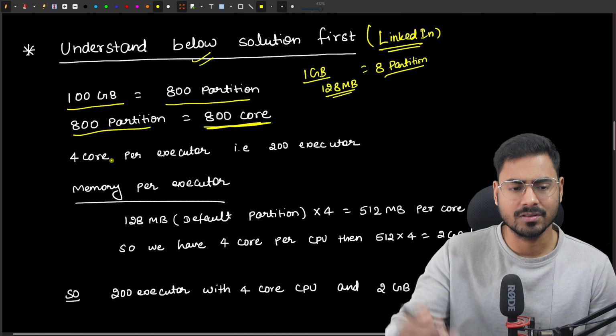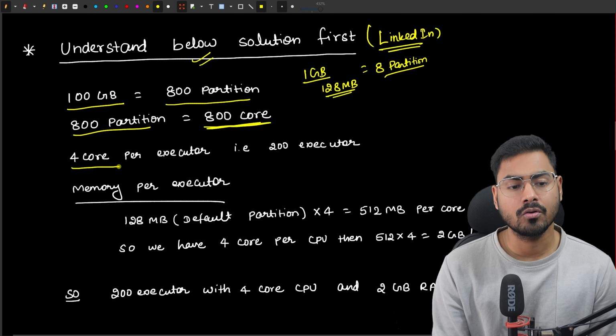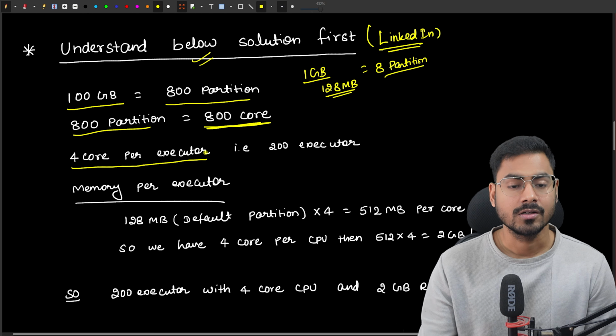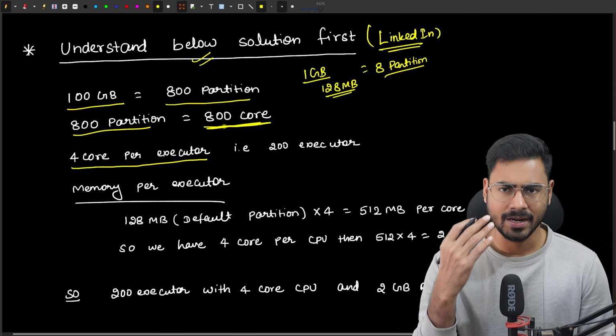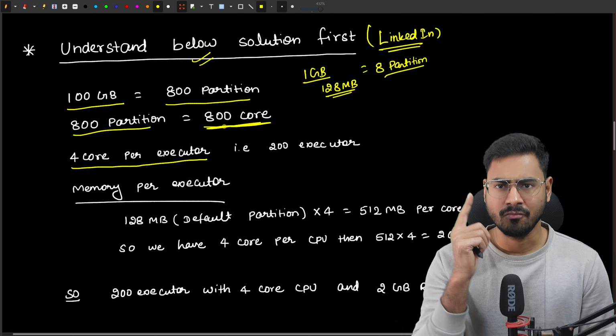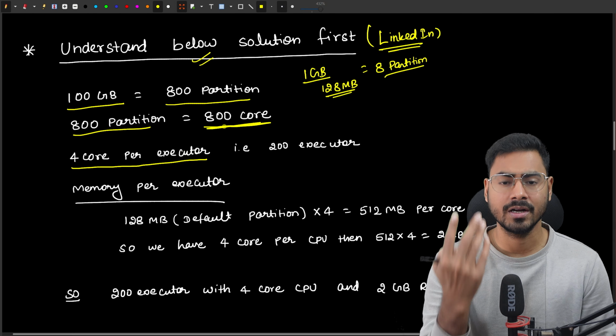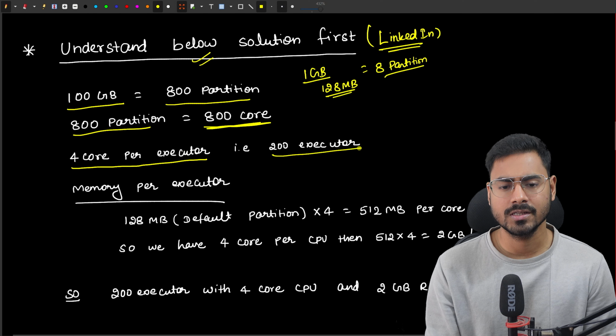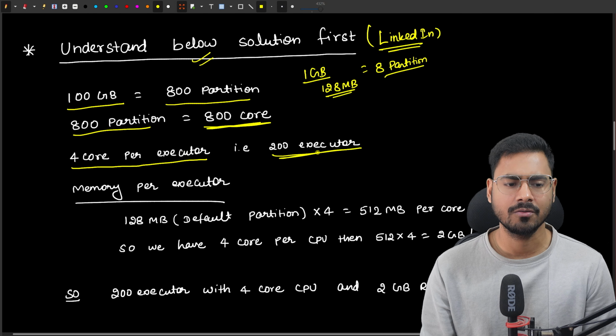Then further down they will tell you, okay, 4 cores per executor you have to give. So basically, if I have a total 800 core requirement and in one machine I can give 4 cores, I would need a total of 200 machines of that kind. So basically 200 executors will be required.